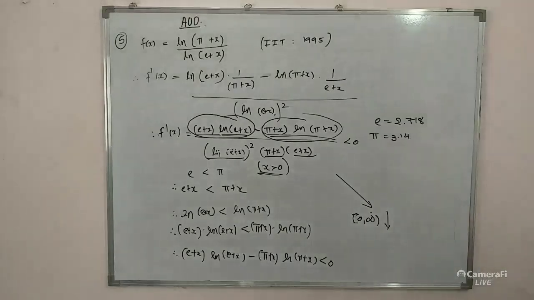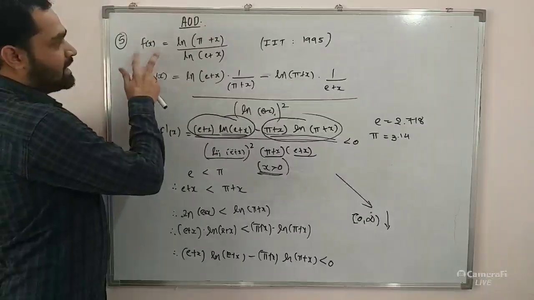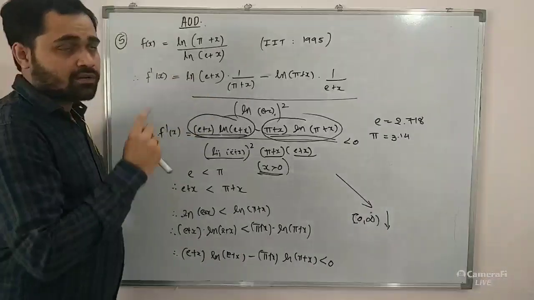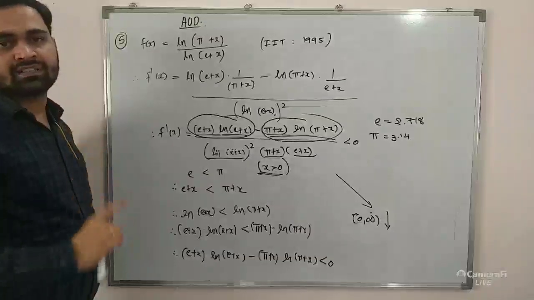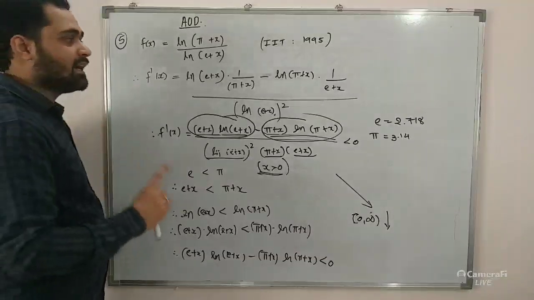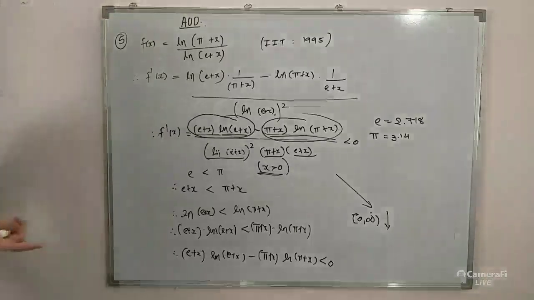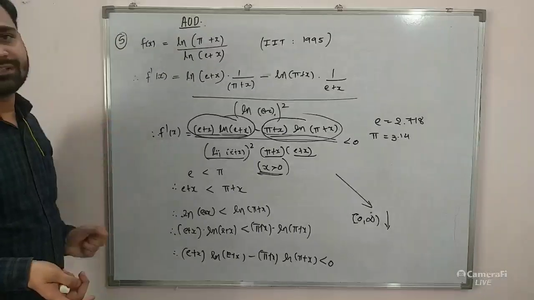Okay, so see here one more time. First of all, we have to decide in what interval the function is increasing or decreasing. For deciding an increasing or decreasing function, we have to find the sign of f dash of x. If f dash of x is greater than 0, the function is increasing. If f dash of x is less than 0, then the function is decreasing.